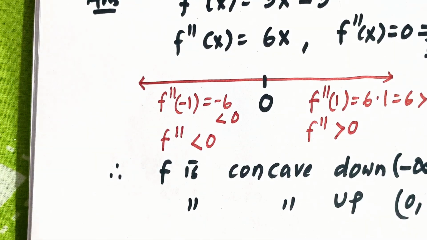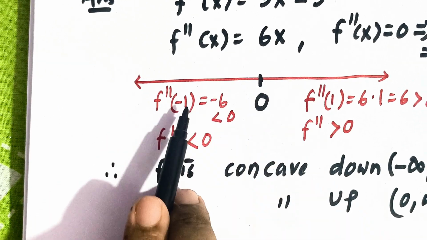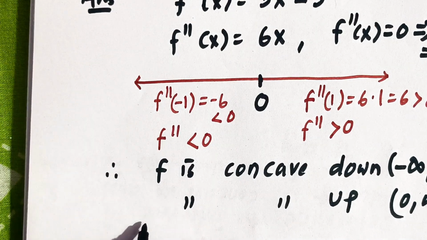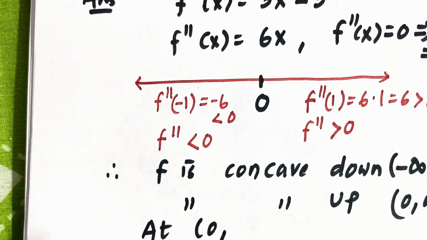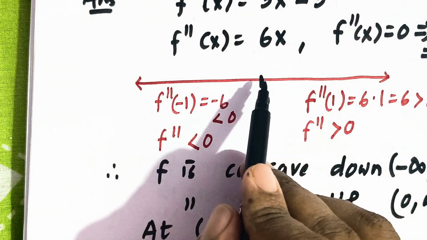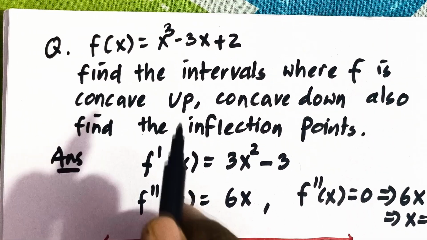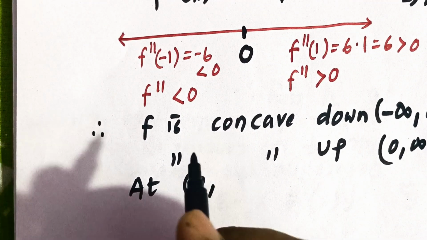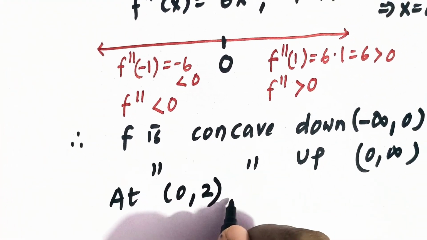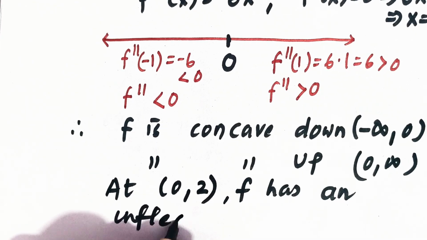In this part we have the double derivative positive, and at this point our concavity changes from concave down to concave up. So 0 is our x component. What is the y component? We will put 0 in place of x in f. So f of 0 is 2. So at (0, 2), f has an inflection point.